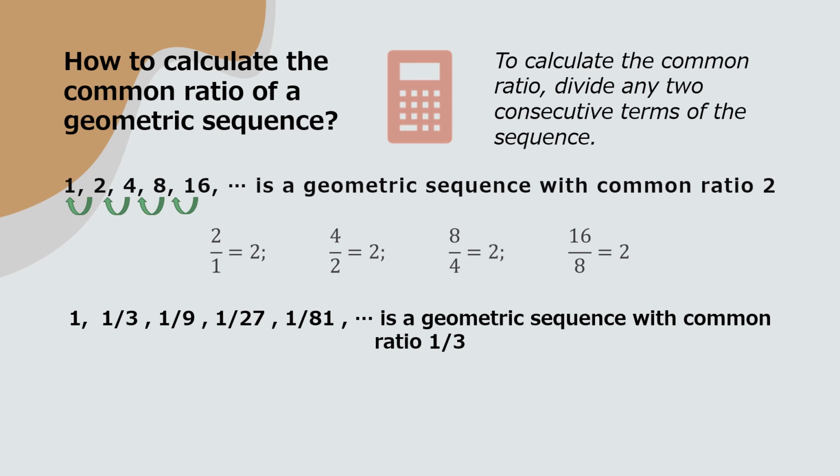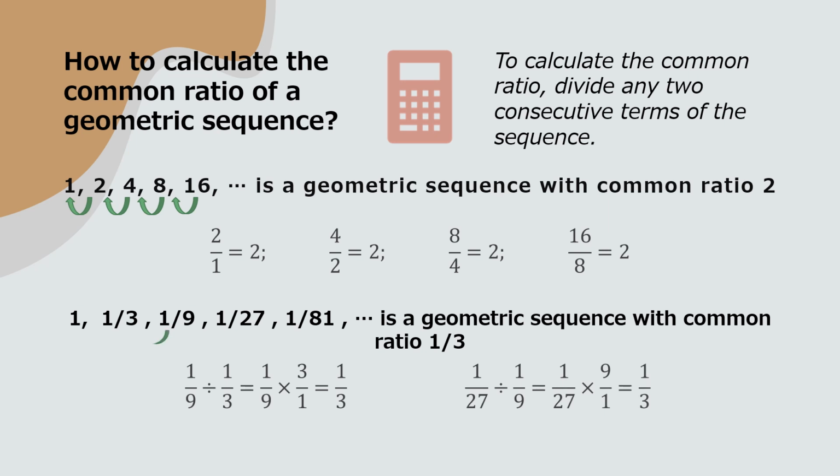Another one, 1/3, 1/9, 1/27, 1/81 is a geometric sequence with common ratio 1/3. So we can get 1/9 divided by 1/3. That is 1/9 times 3/1, which is equal to 1/3. Or we can have 1/27 divided by 1/9, which is equal to 1/27 times 9/1, which is equal to 1/3. So the common ratio is 1/3.